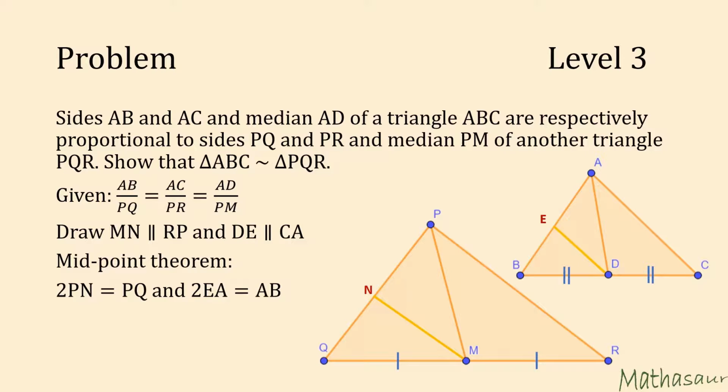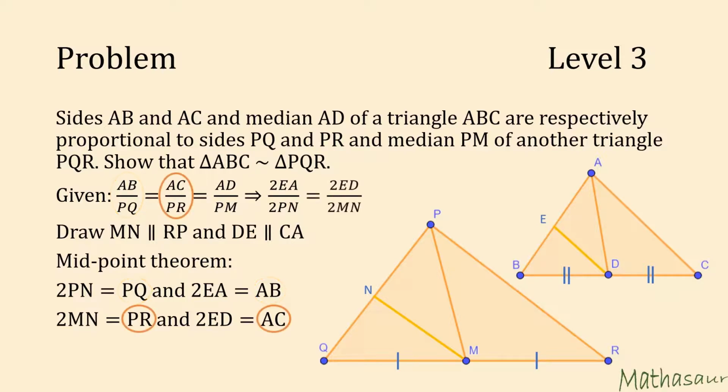Let us multiply both the sides by 2. Also, we know that MN would be half of PR. Similarly, DE would be half of AC. Once again, due to the midpoint theorem. Now, let us multiply both the sides by 2. Now, we see that AB and PQ are appearing in the first equation. We also see that AC and PR are also appearing in the first equation. Let us substitute the values and put them equal to AD by PM.